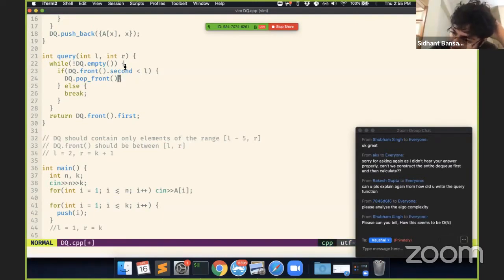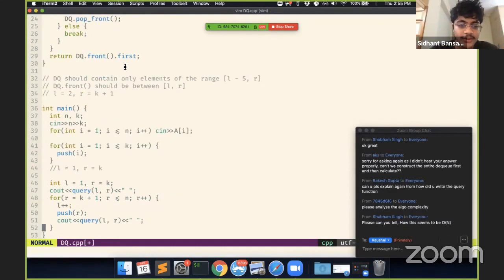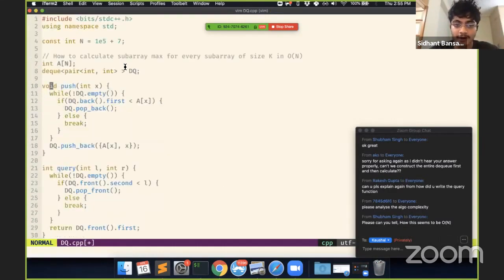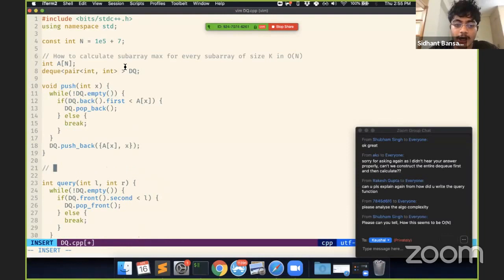Okay, so people are asking me, why is the thing order n? So the thing is order n because, think from this perspective. Although you have while loops, so it becomes complicated. Like, how are we doing the analysis? Think from this angle. How many times is an element inserted into the DQ? Let's say the third element. Once, right? In the push function, it's only inserted once, here at line 18, DQ.pushback. It's never inserted again in the DQ.